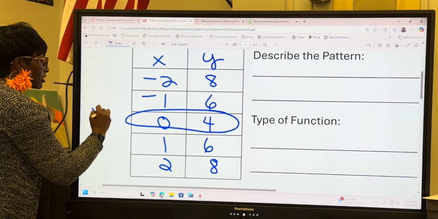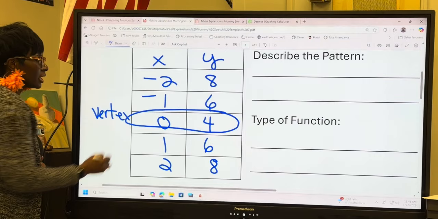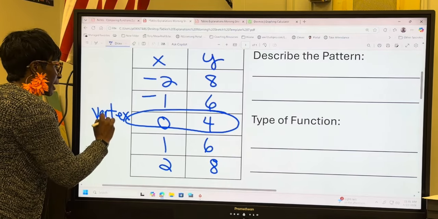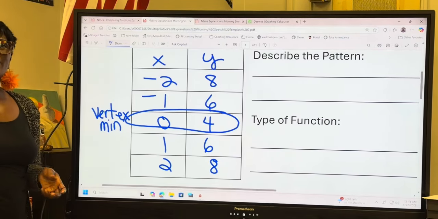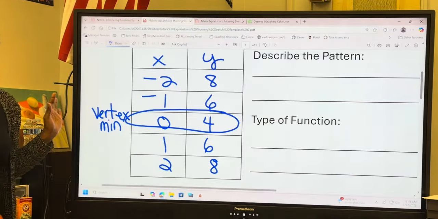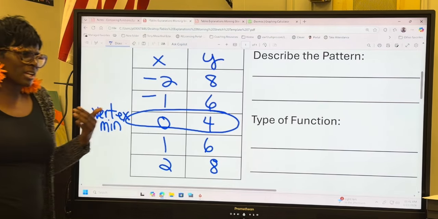What is (0, 4) then called? It's called my vertex. You're doing notes with me. Let's go. And what is my vertex? My vertex can either be a minimum or my vertex can be a what? Maximum. In this case, my vertex is a minimum. Why am I calling it a vertex?